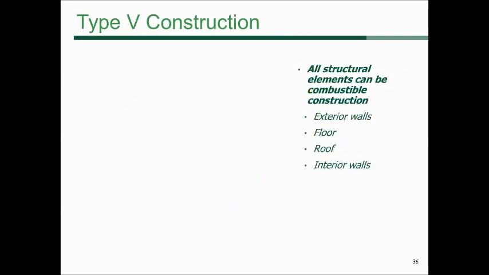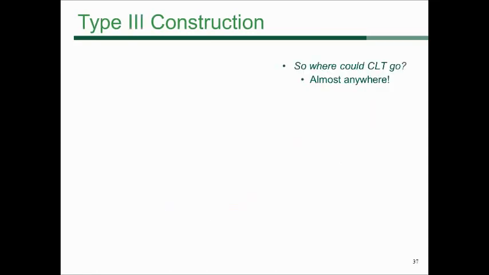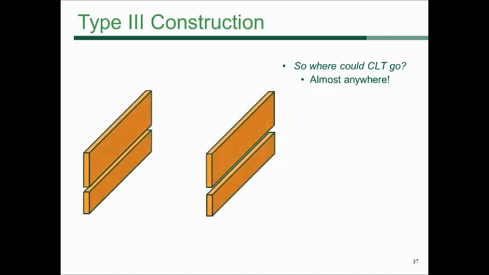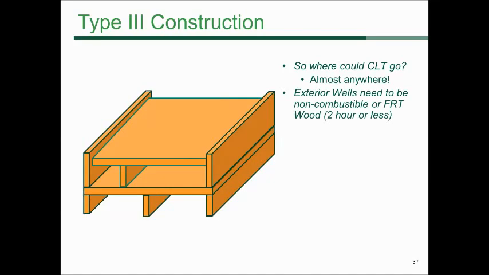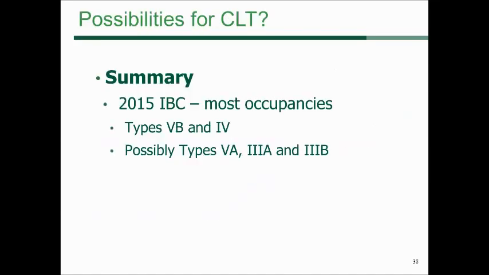And it can also be used under Type 5 construction, which allows any permissible material within the code, that being cross-laminated timber. And then also, these are kind of out of order, sorry about that, Type 3 construction, which allows fire retardant treated wood out on the exterior of the building, and then any material for the floor applications or the roof applications. So cross-laminated timber can be used in Type 3 construction. Now, summing it up, under the 2015 IBC, it can be used for most occupancies in Type 5, Type 4, and Type 3 construction.